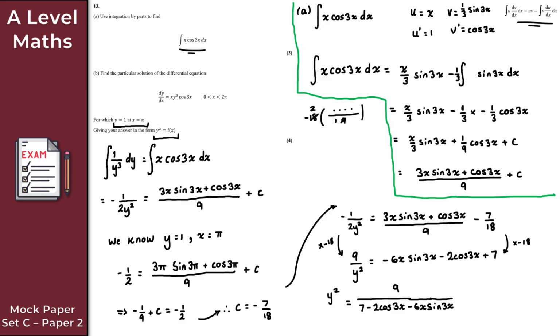And this here then, in fact, the solution is that pretty. Let's kind of highlight it here. So y squared then is equal to, so you should get this here, right? So 9 over 7 minus 2 cos 3x minus 6x sine 3x there. Okay, and there we have it.